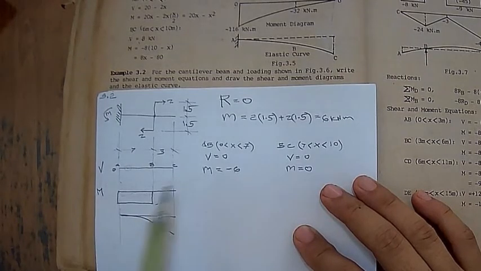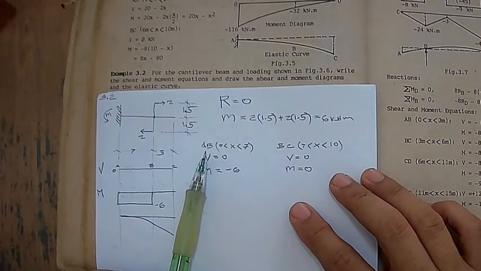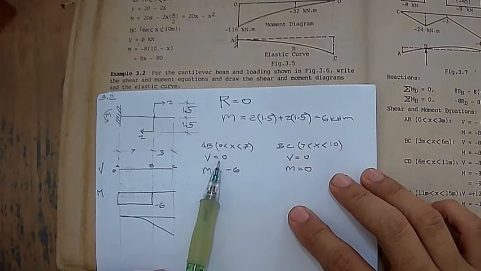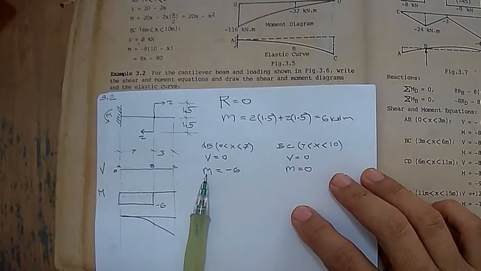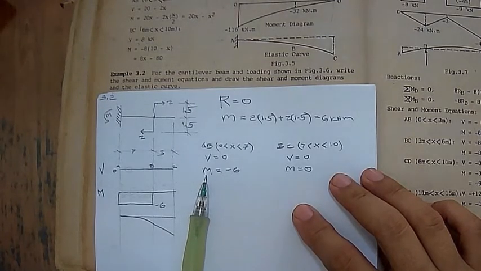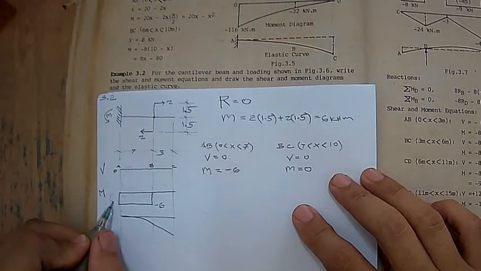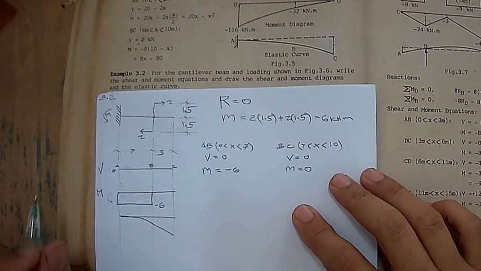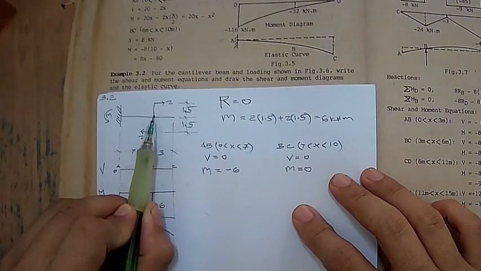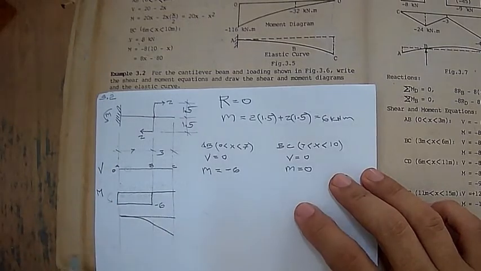Okay? Next, we now go to shear and moment equations at AB. For shear, it is 0. And then your moment would be negative 6. Okay? Why negative 6? Kasi dito is counterclockwise. Okay? Yung moment due to your load is positive kasi clockwise. Pero yung reaction mo, counterclockwise.